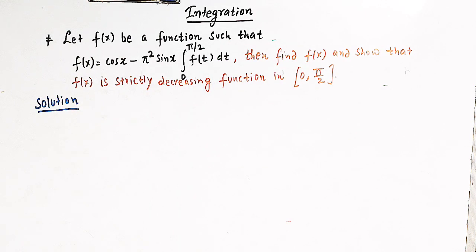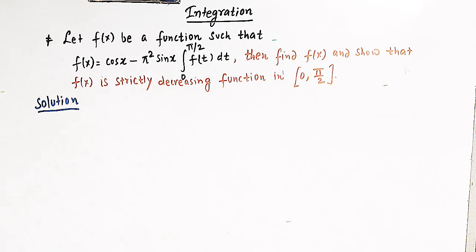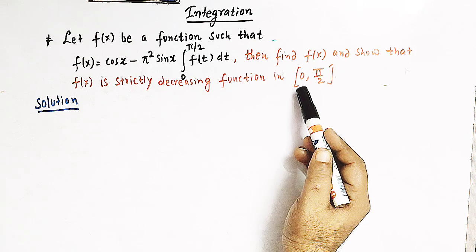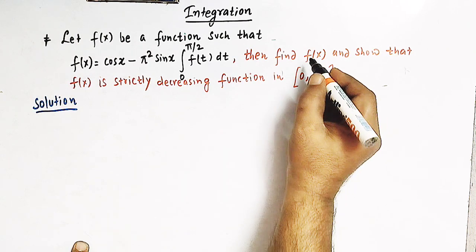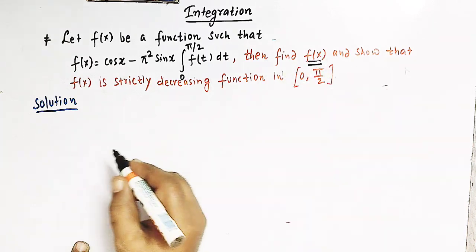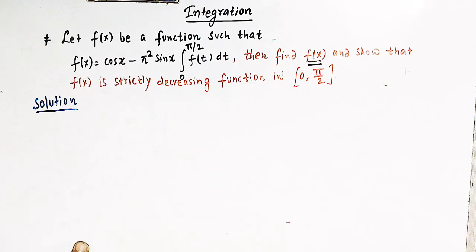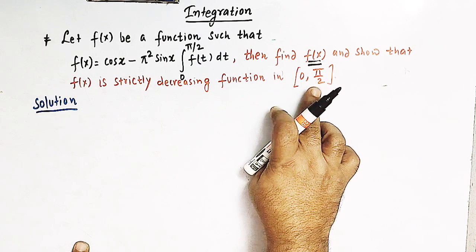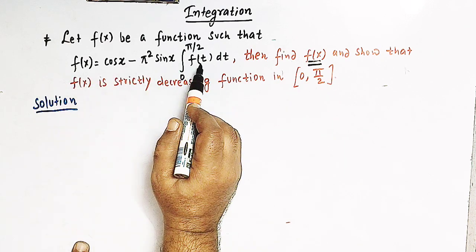Then we have to find f of x, and further we have to show that this function f of x is strictly decreasing in this interval, that is 0 to pi by 2. So here first we'll find out the form of the function f of x, and then we'll see how we can prove that this function f of x is a strictly decreasing function in this given interval, right? So let us start with this equation.